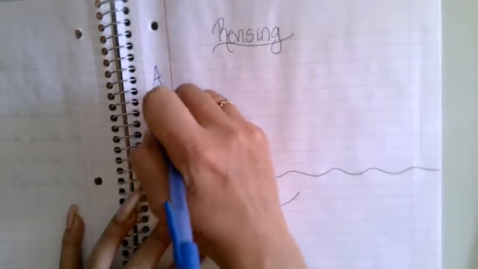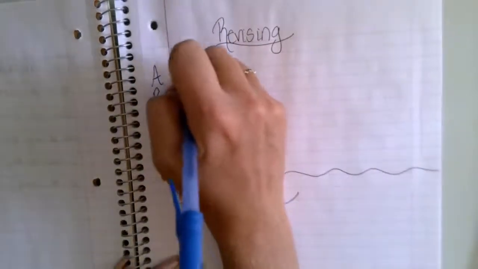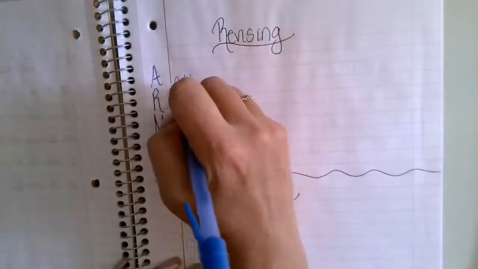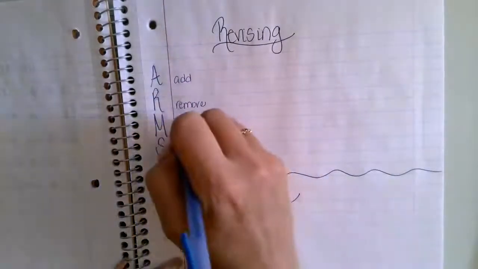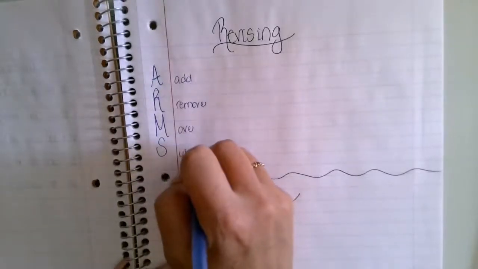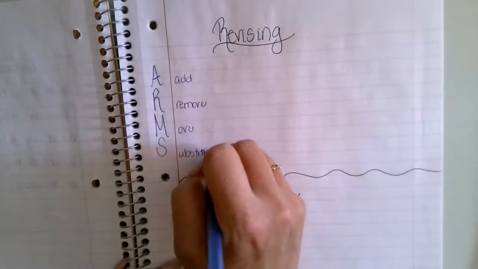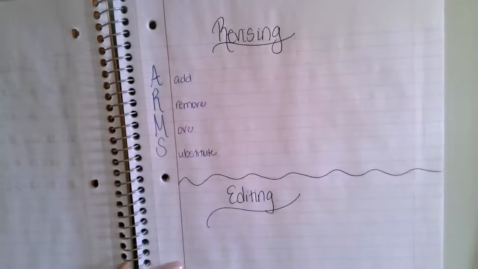So you're going to do ARMS for revising. And what is ARMS? ARMS is add, remove, move, or substitute. So add, you're either going to add details and descriptions.